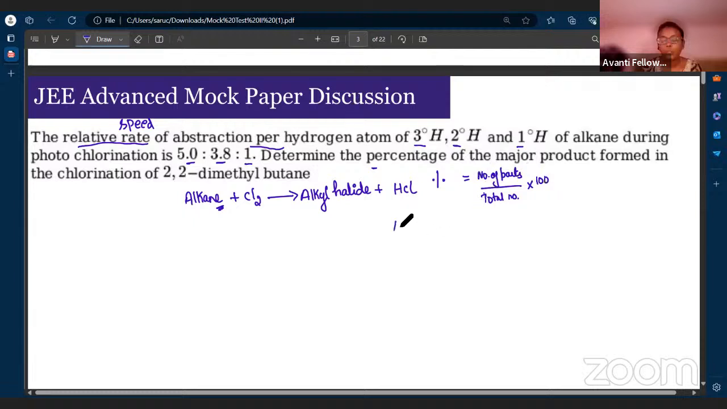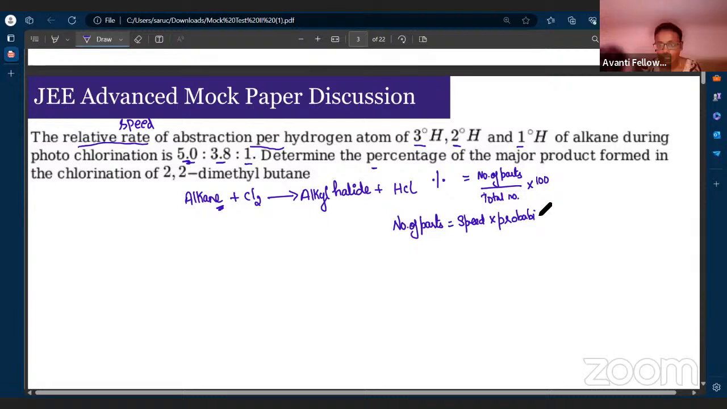So, how to do it? Number of parts is equal to the relative speed, that is the relative rate, into the number of hydrogen, that is the probability. Probability is the number of hydrogen. So when you do this, you'll get the number of parts, and you'll get the total number of parts. Then substituting in the formula, you get the percentage.